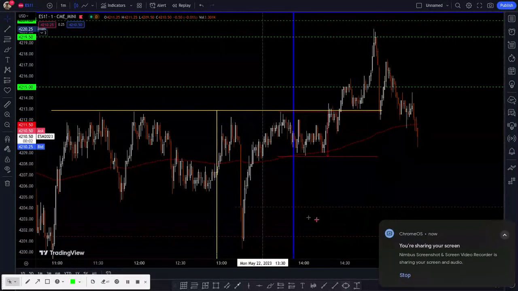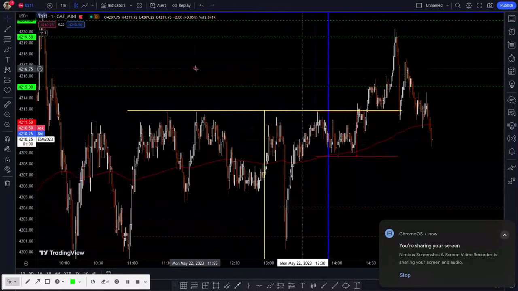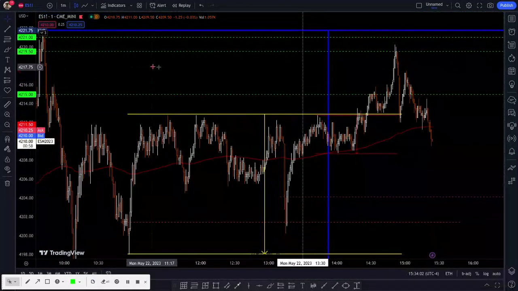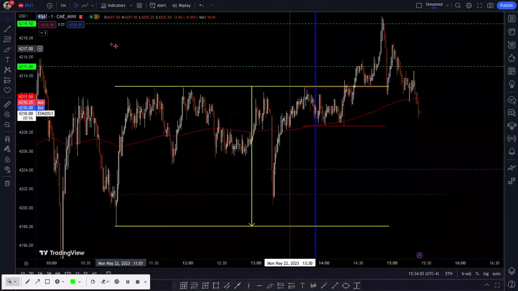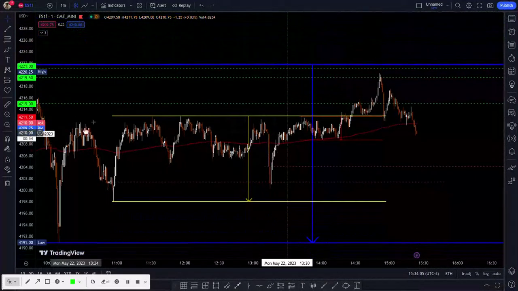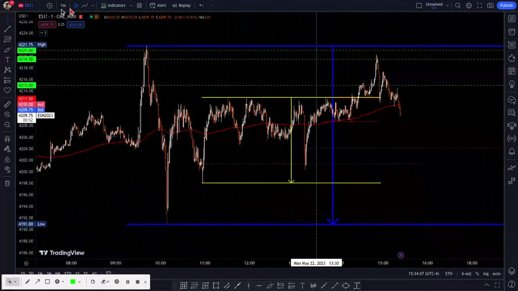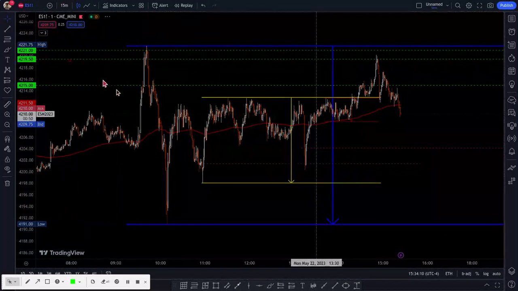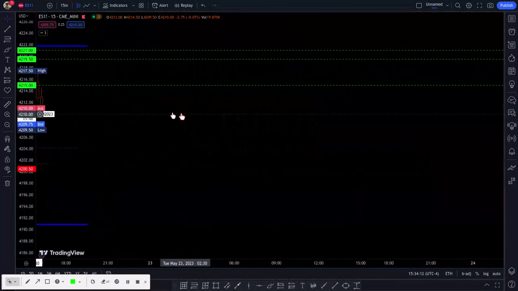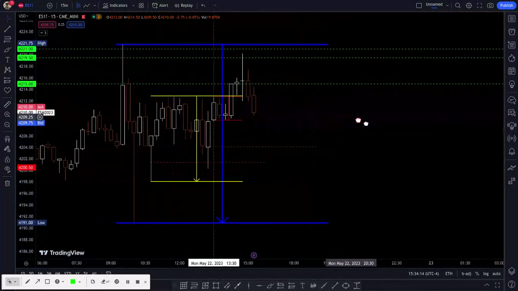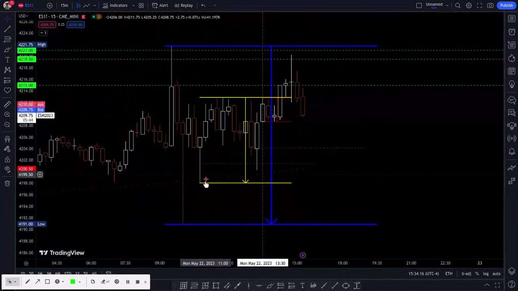Hey, what's going on? So I want to explain this trade right here. This is the 130 King trade. As you can see, the way you should do it is we have to draw the overall range. So we go to the 15-minute chart and we find the overall range, which is the blue right there. You see the blue? So that's the overall range.